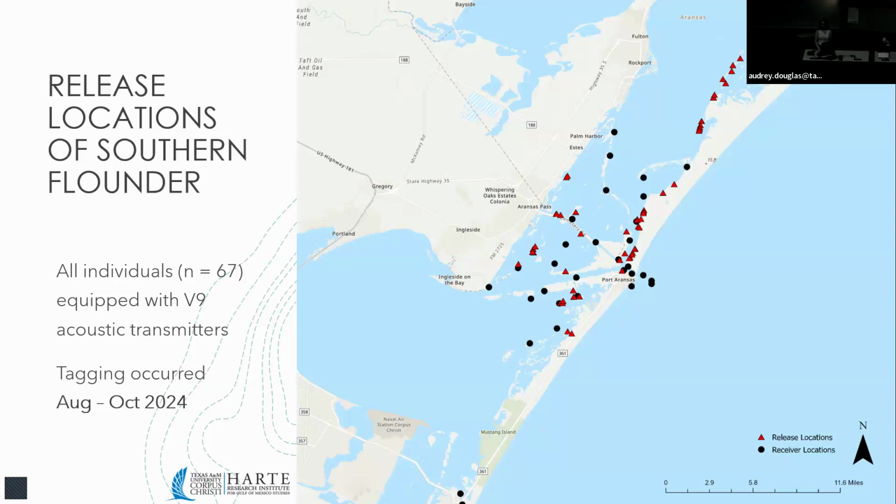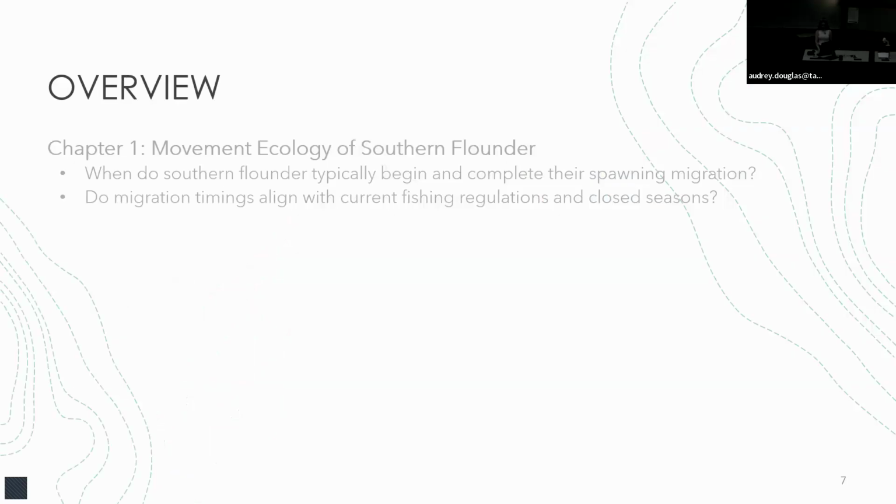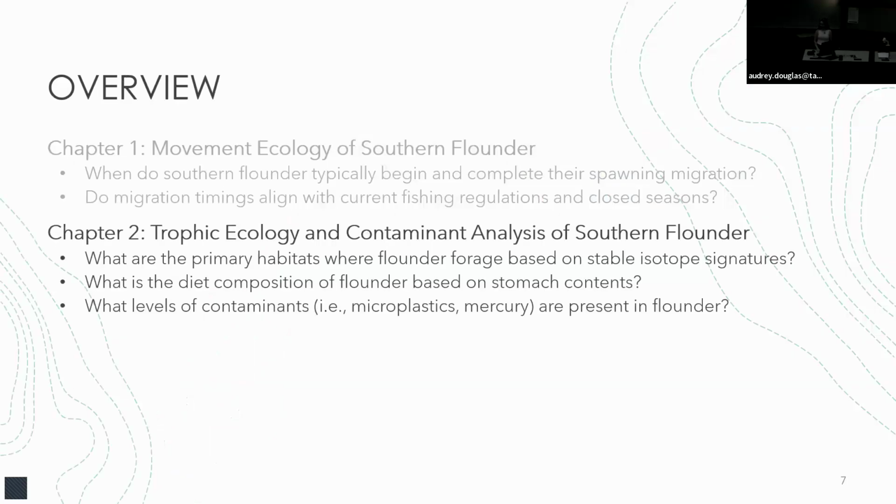I'll also mention that we're working with the Center for Sportfish Science over at Hart Research Institute, so those are fantastic collaborators for us, and also how I'm doing my second chapter, which is focused on the trophic ecology and the contaminant analysis of southern flounder. So we're going to be looking at the primary habitats of foraging, the diet composition, as well as the level of contaminants present in flounder in our local estuaries here.